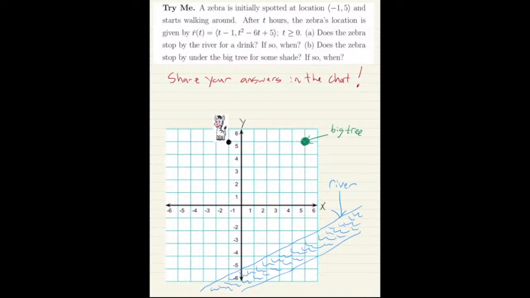The two questions for you are as follows. Does the zebra stop by the river for a drink? If so, when? Second question, does the zebra stop by under the big tree for some shade? If so, when? You clearly see the river and the big tree, so you can go ahead and give these a try, and share your answers in the chat. I'd like to know what you think. Don't worry about right or wrong answers. This is not a quiz.